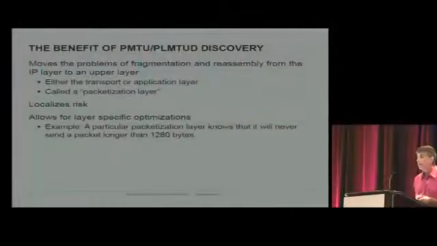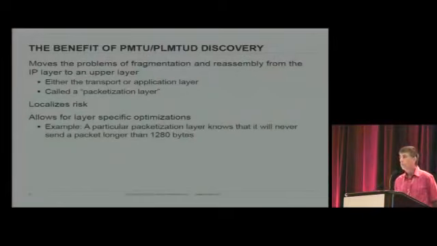Now, what's the benefit of doing this? Well, again, we move the responsibility of fragmentation and reassembly from the IP layer to an upper layer. We're going to call that the packetization layer. It can either be the transport layer if it's TCP or an upper layer if it's UDP. This localizes the risk. If something goes bad, it affects fewer applications on the box.